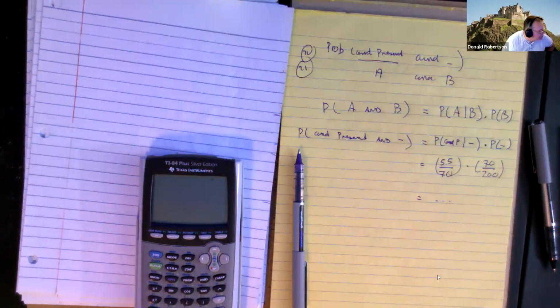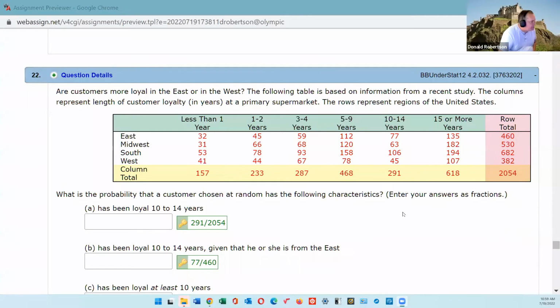Now we're almost finished this section. I think I'm going to have to return to the table. I've got the answers here, but I'm not going to rub them out because I just want to move on with this fella.